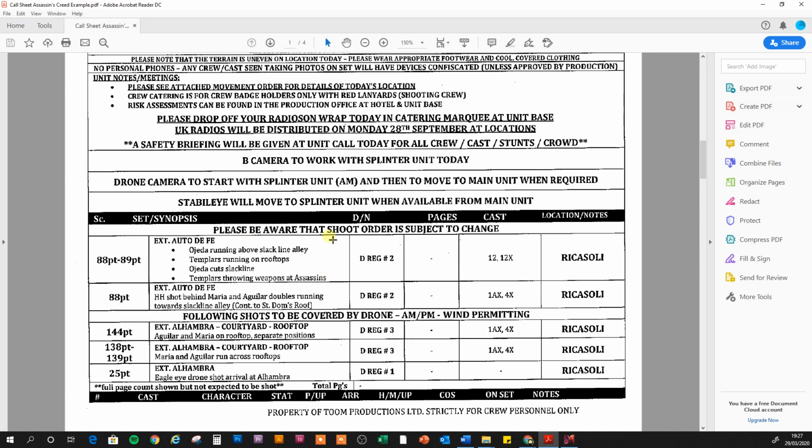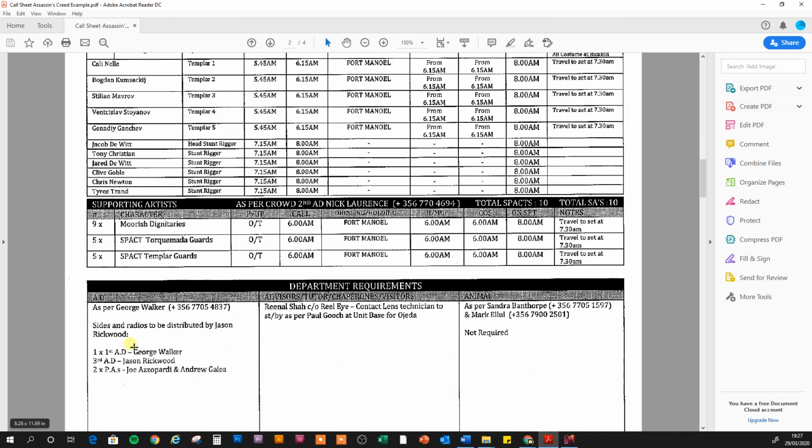Okay? Please be aware that shoot order is subject to change. Obviously, weather, problems, you know, whatever's permitting. Okay? So it tells you what is happening. Right? So this tells you what supporting artist is, the background artist, basically, your extras, what time they need to be there, where they get their costumes done, all that kind of stuff. So they need to be in costume for 6 AM and on set by 8 AM, right?